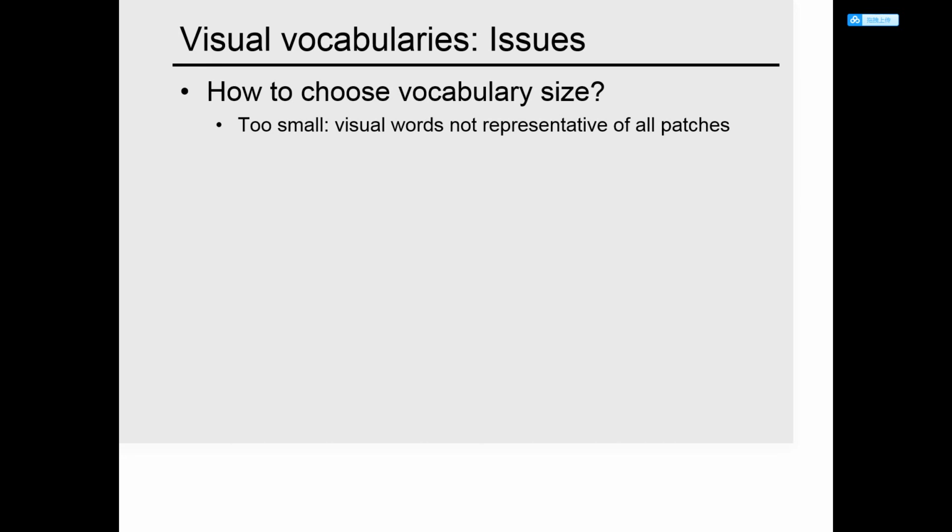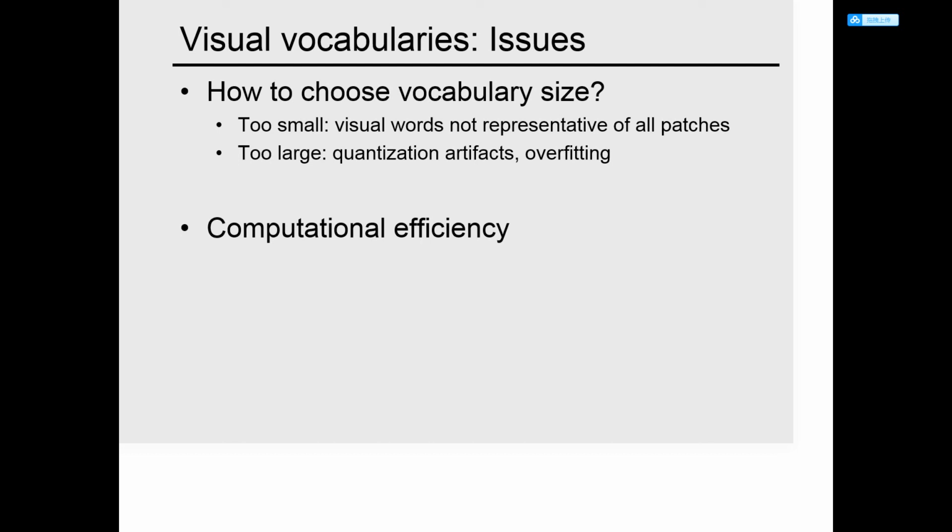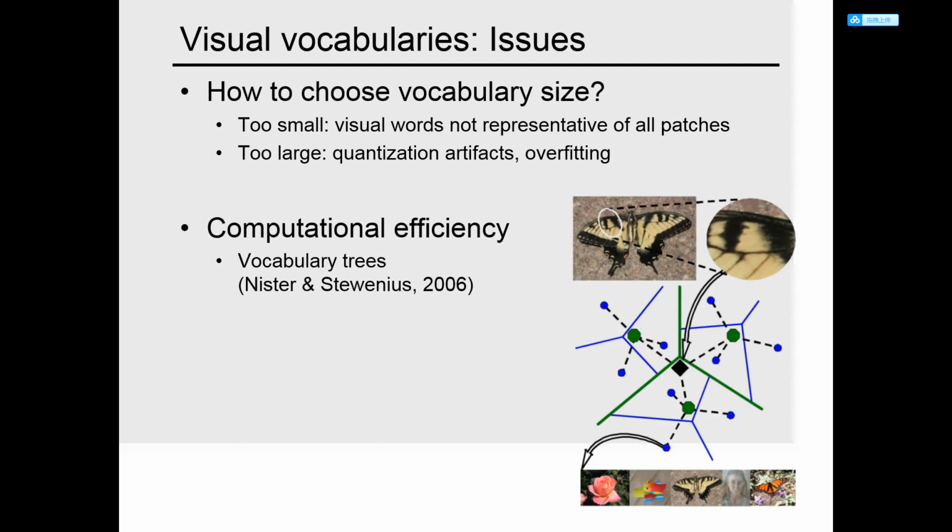There are some issues, for example, how to choose the vocabulary size. We don't want it to be too small, because too small won't be representative enough. If it's too large, then that would be like overfitting. Also, in terms of computational efficiency, we can build a hierarchy for the features.